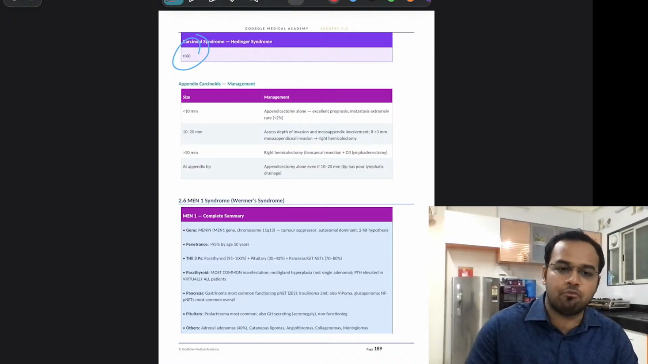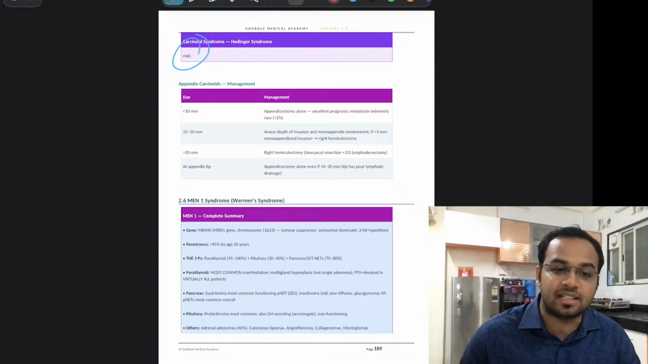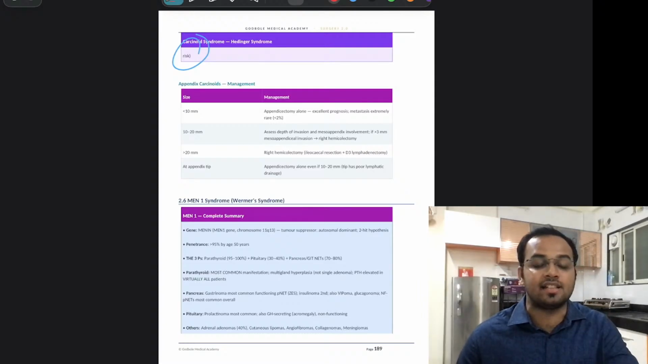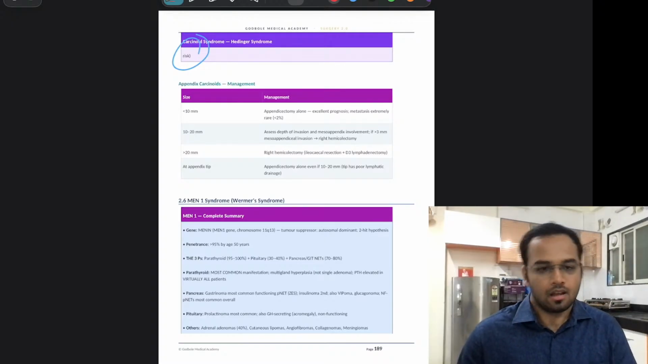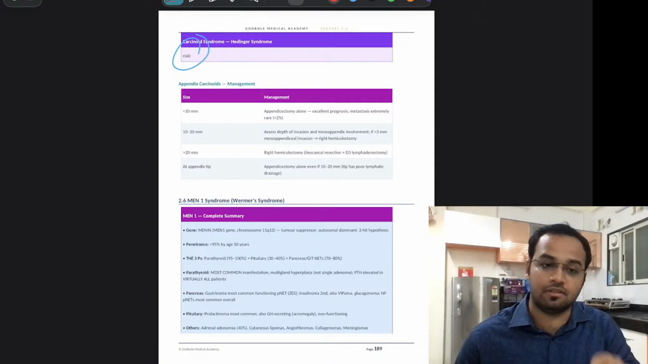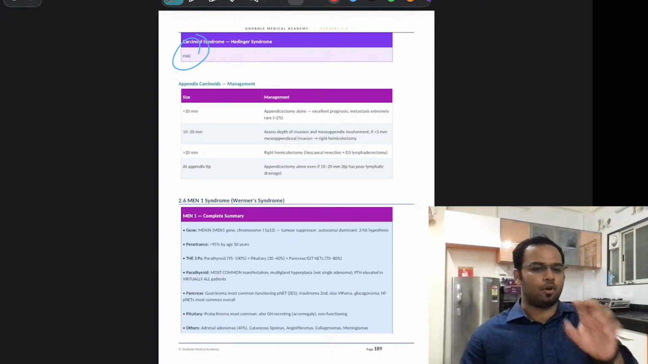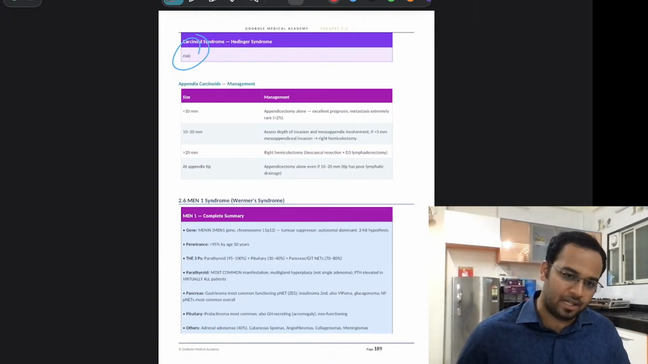That is the time when we gave IV octreotide to the patient, and IV octreotide did wonders. Within 10 minutes the patient's fever completely disappeared. Within 10 minutes the patient's tachycardia settled. Within 10 minutes the patient's loose stools stopped. We did a CT scan. We found there was some problem in the stomach, but we couldn't get it properly.